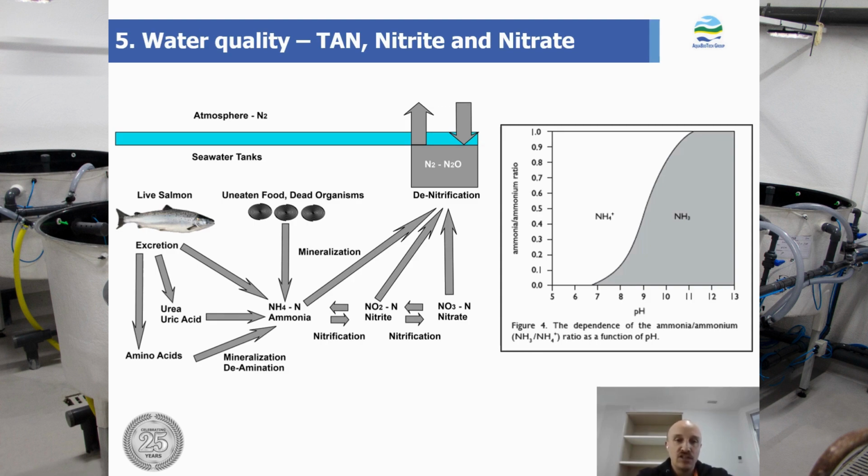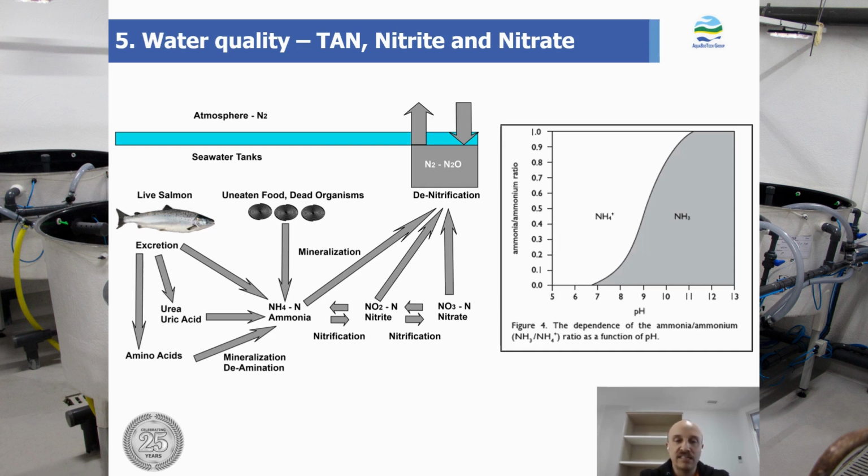Total ammonia nitrogen, nitrite, and nitrate are the three forms of nitrogen in the water. So fish excrete what we call total ammonia nitrogen, which is a combination of NH3 and NH4, and bacteria in our biofilter are converting, through nitrification, this total ammonia nitrogen first into nitrite and then into nitrate.